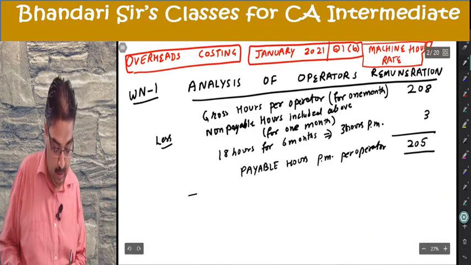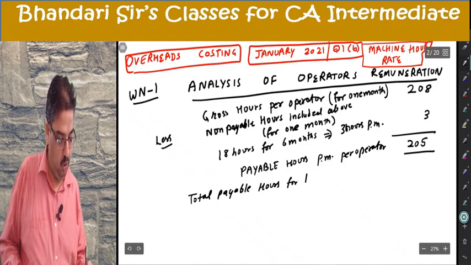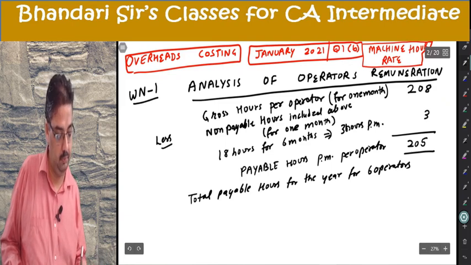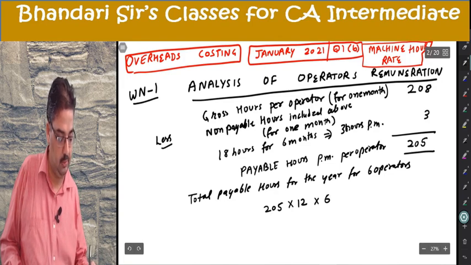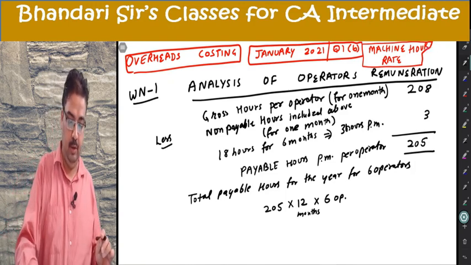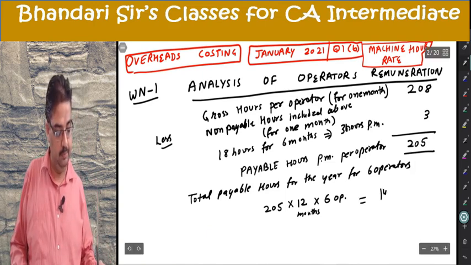So total payable hours for the year for 6 operators. 205 into 12 into 6. 6 operators, 12 months. 205 into 12 into 6. I'm getting 14760 hours.